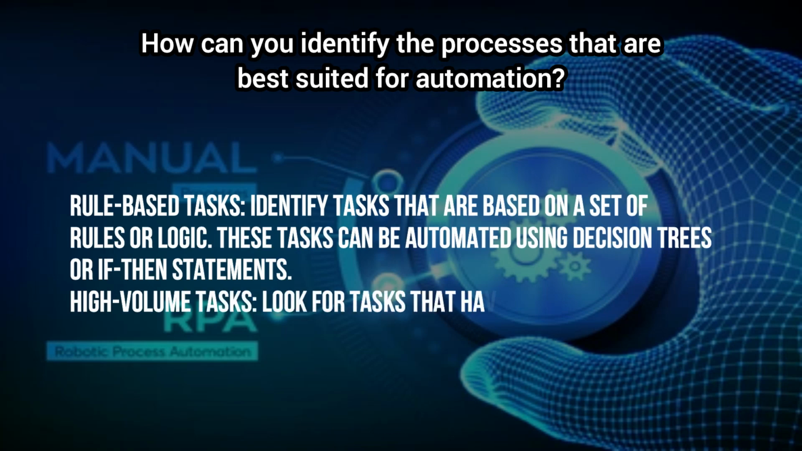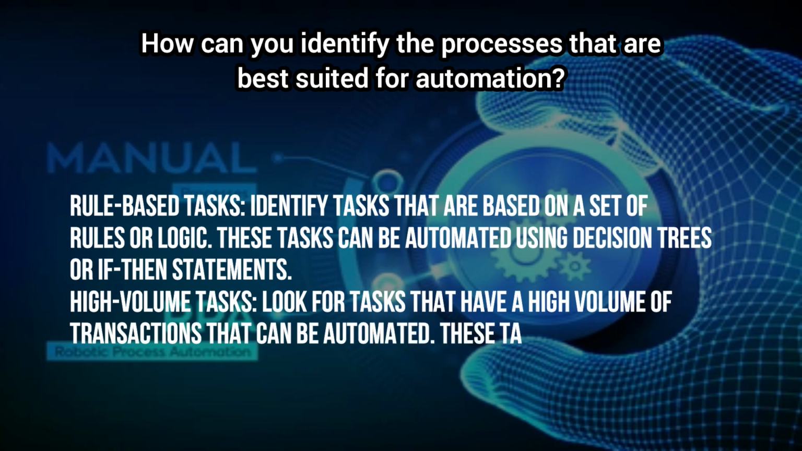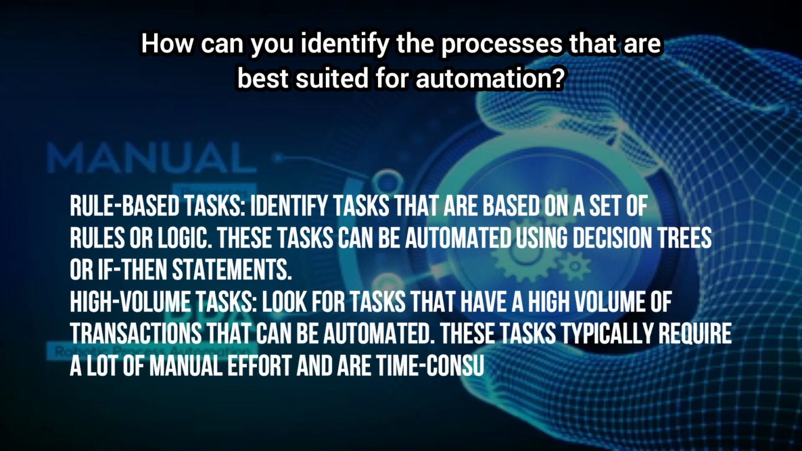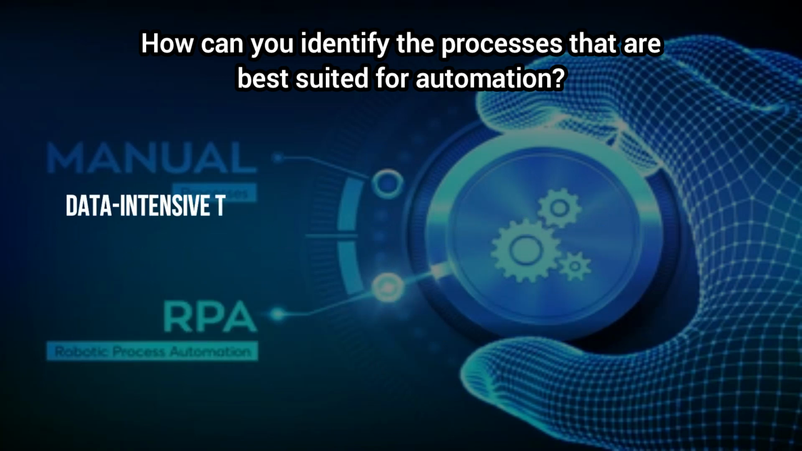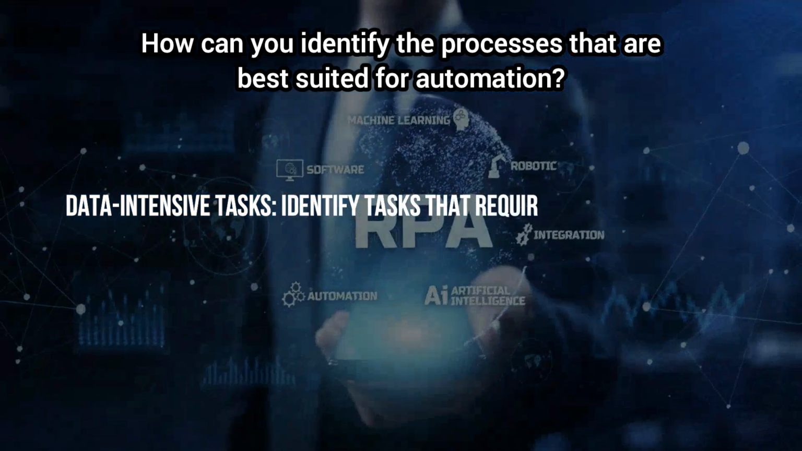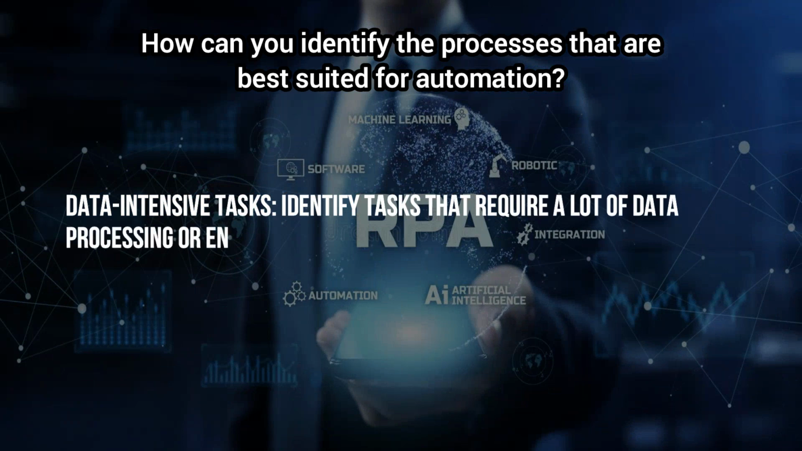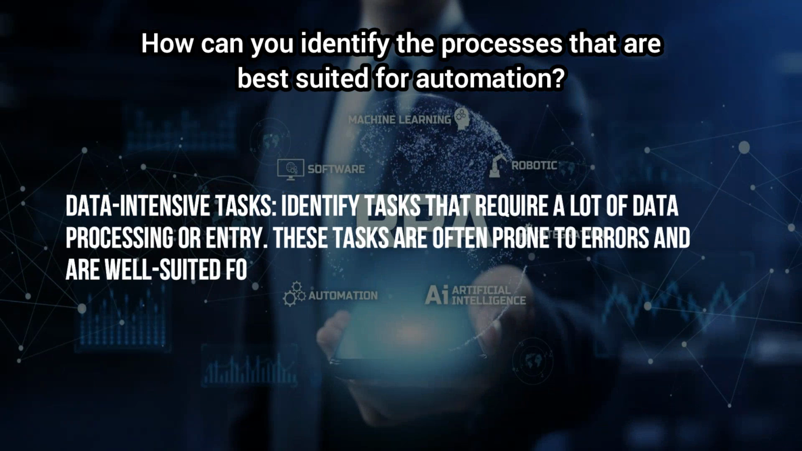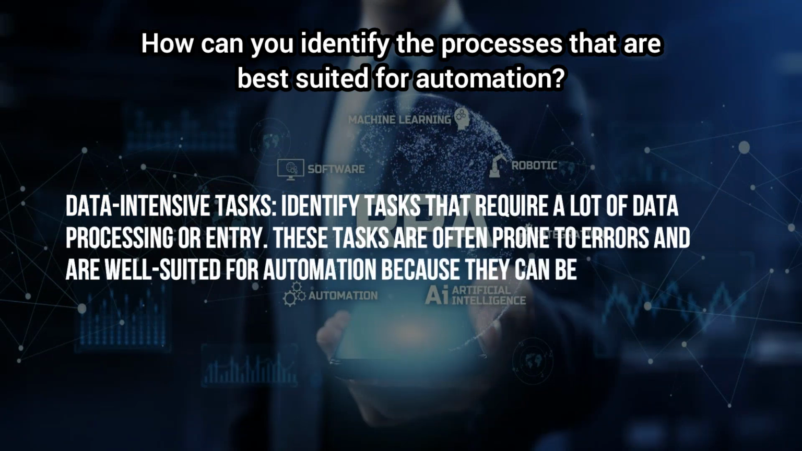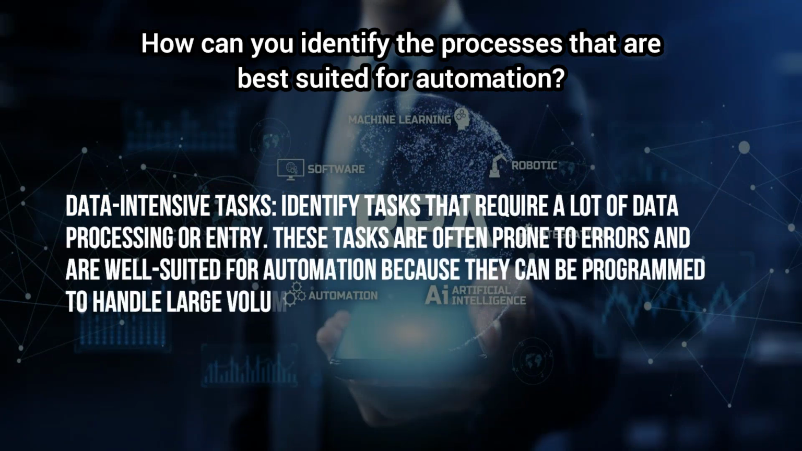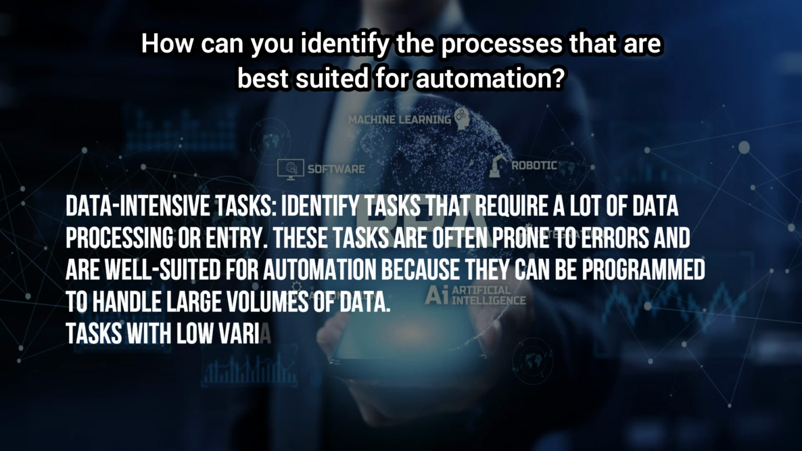High-volume tasks. Look for tasks that have a high volume of transactions that can be automated. These tasks typically require a lot of manual effort and are time-consuming. Data-intensive tasks. Identify tasks that require a lot of data processing or entry. These tasks are often prone to errors and are well suited for automation because they can be programmed to handle large volumes of data. Tasks with low variability.